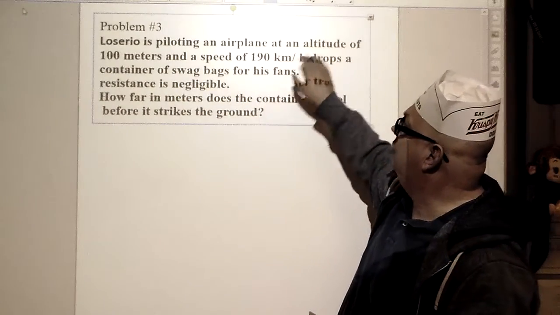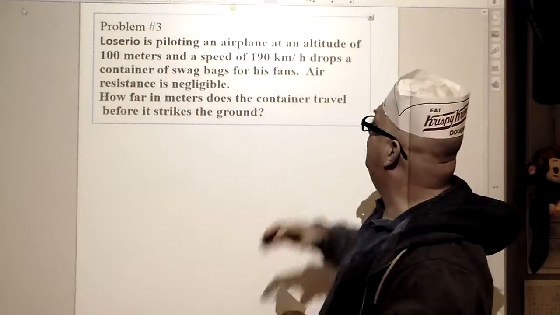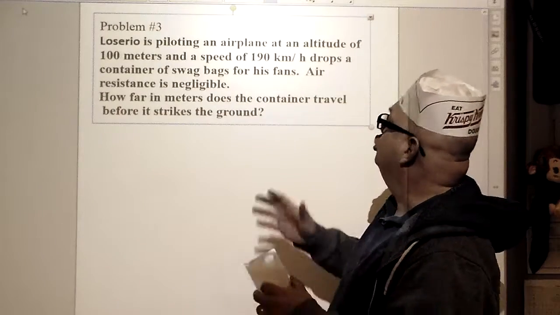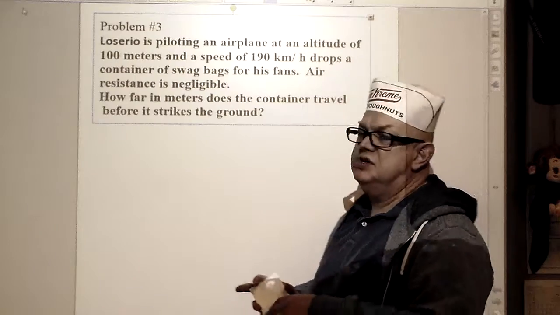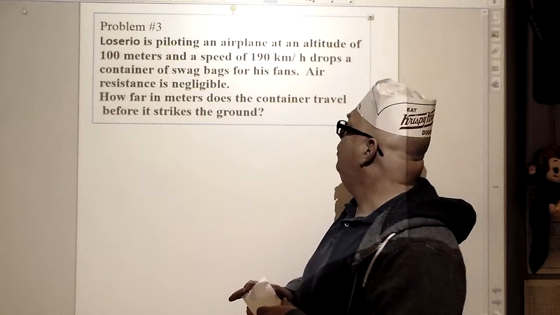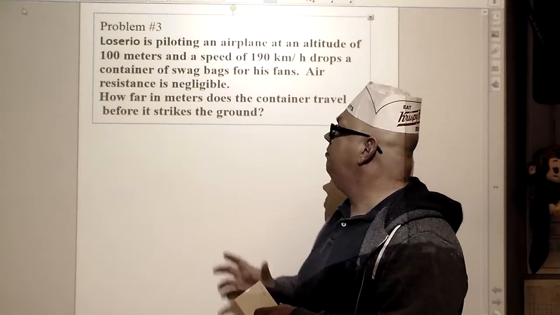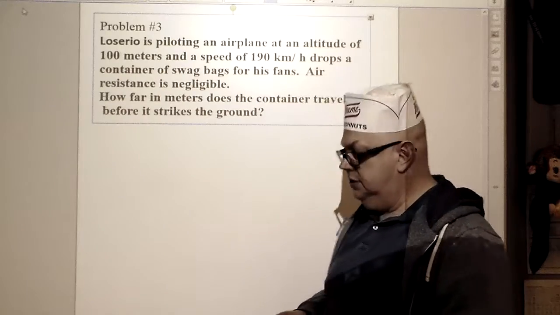This is based off of the Chapter 5 review. Luzario is piloting an airplane at an altitude of 100 meters and a speed of 190 kilometers per hour, and drops a container of swag bags for his fans. Air resistance is negligible. How far in meters does the container travel before it strikes the ground?